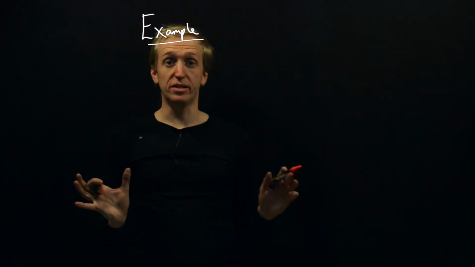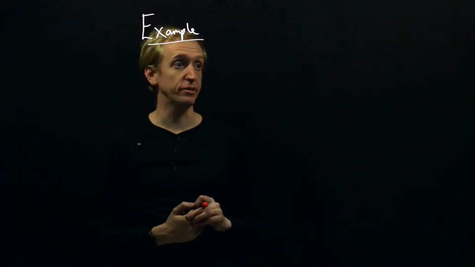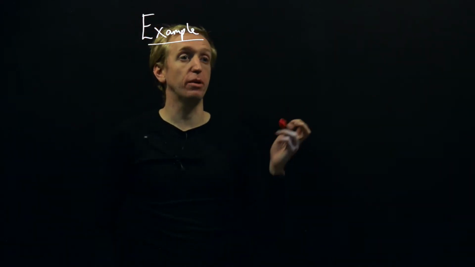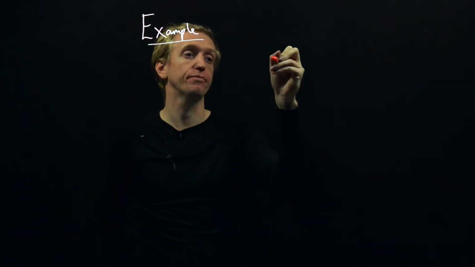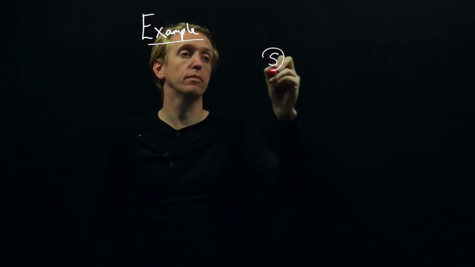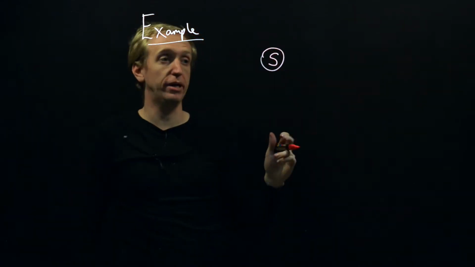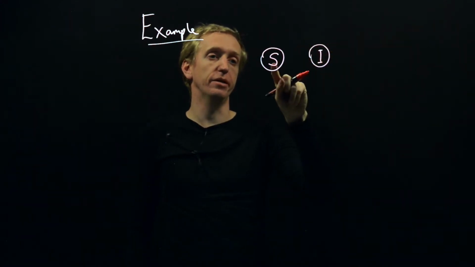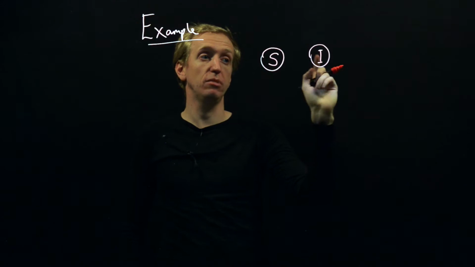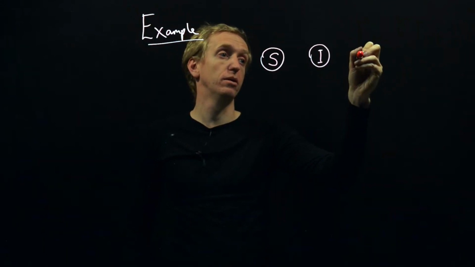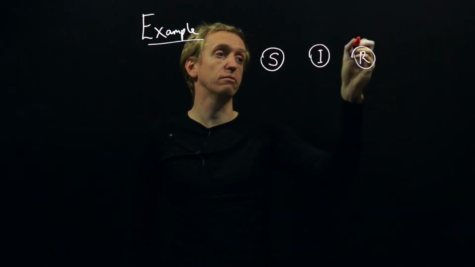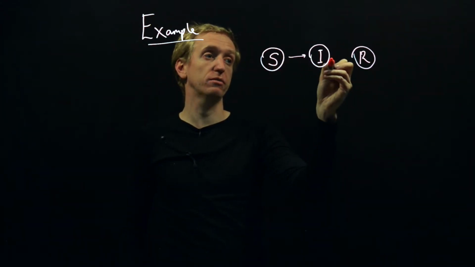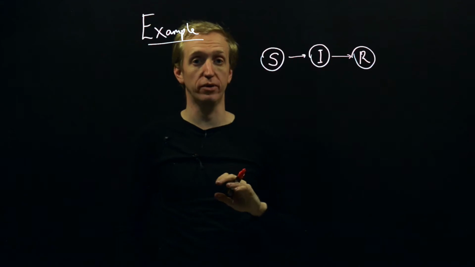Let's now do a quick example illustrating the Nyquist criterion, and because it's topical, let's do an example about disease spread. Let's suppose we have a population in which everyone is either susceptible to a disease, infectious currently, or they've already recovered. If you're susceptible, you can become infectious, and if you're infectious, you can recover.